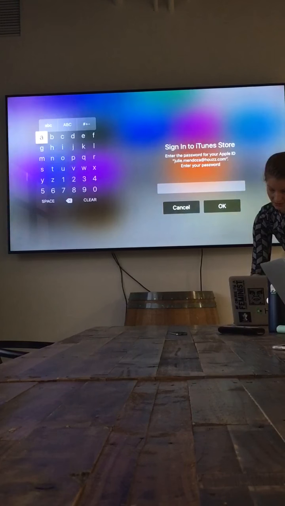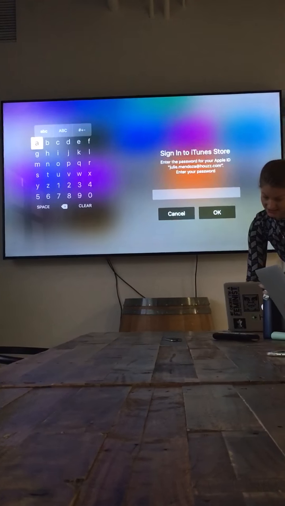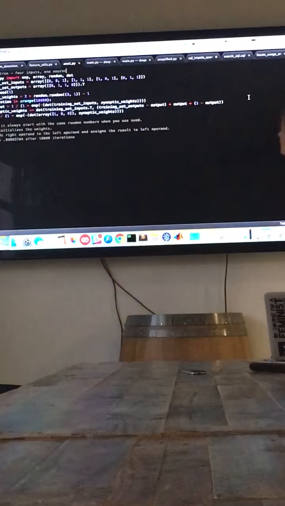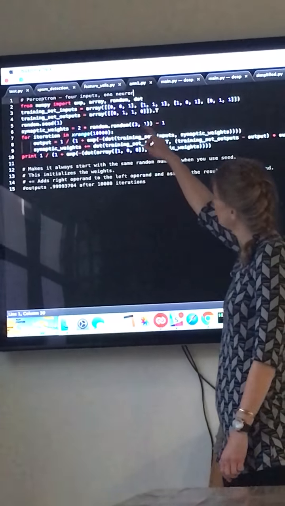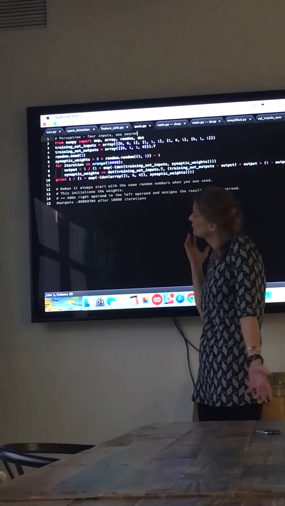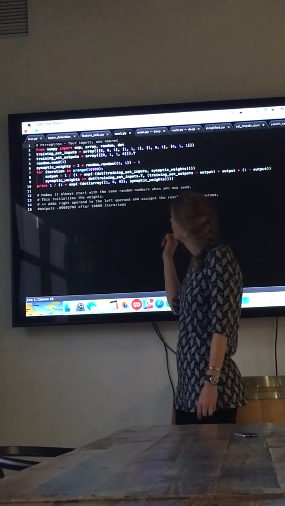This is a very simple neural network. It just takes 9 lines of code. This would be one that only has one neuron. This kind of neural network is called a perceptron. It's just a simple term.